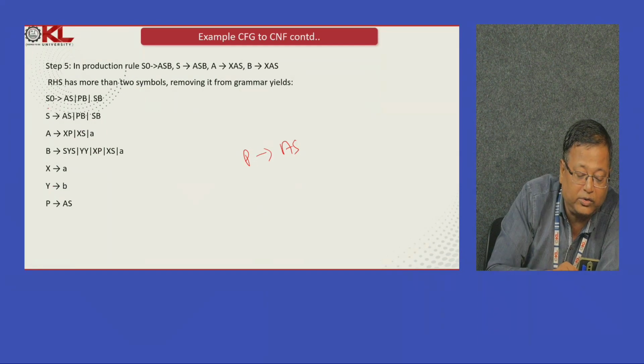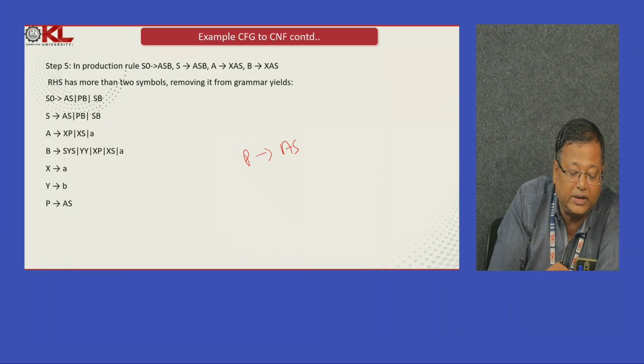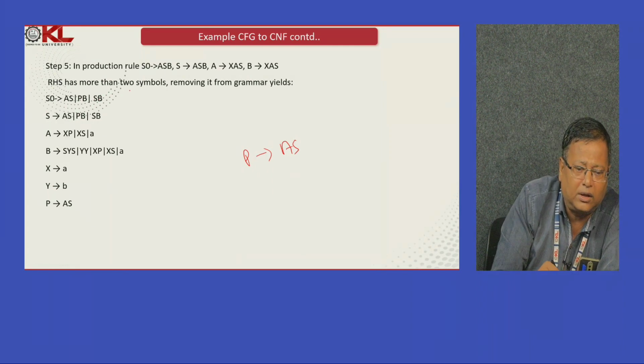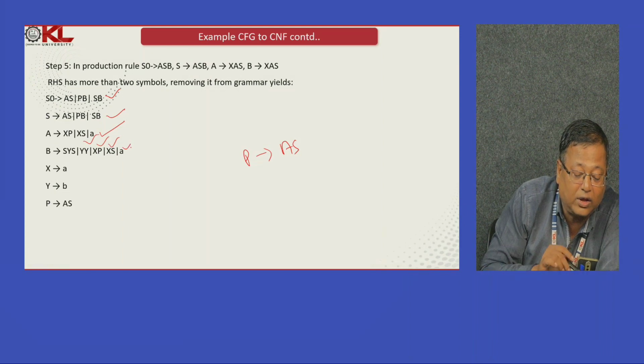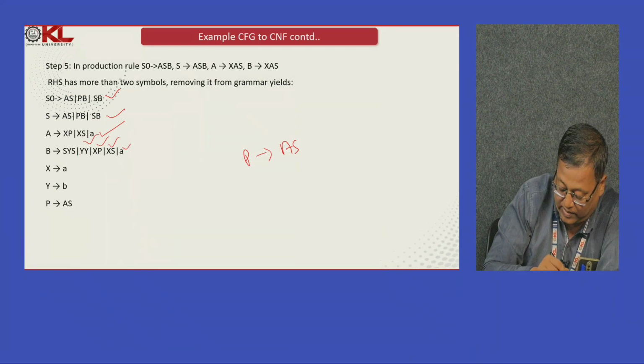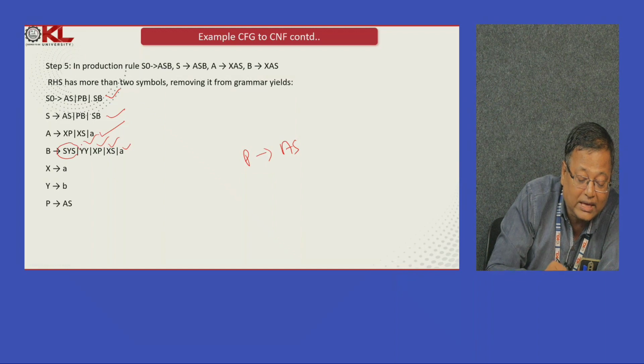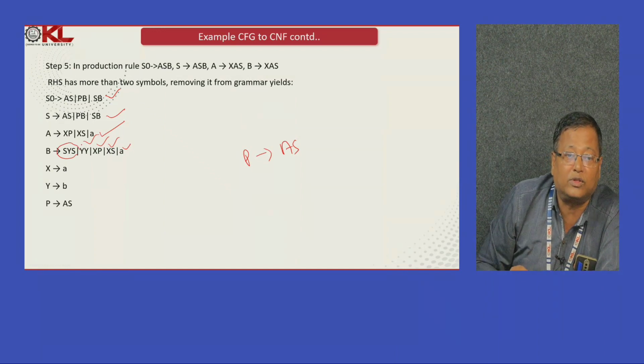So the production is S0 derives AS, PB, SB, all are in the Chomsky normal form, and S derives AS, PB, SB, this is also in the Chomsky normal form. A derives SP and XS, a, this is also in the Chomsky normal form. B derives YY, XP, XS and a, these are in the Chomsky normal form. Only SYS is not in the Chomsky normal form.